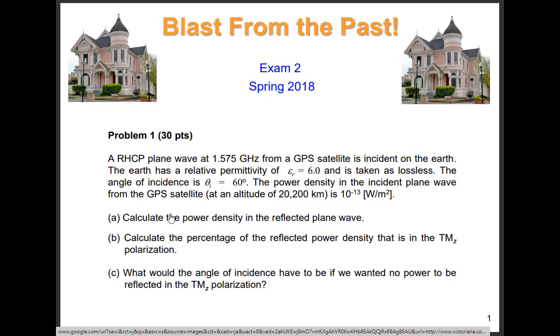All right. So anyway, part A, calculate the power density in the reflected plane wave. B, calculate the percentage of the reflected power density that is TM polarized. And C, what would the angle of incidence have to be if we wanted no power to be reflected in the TM-Z polarization? Okay. All right, so part A, calculate the power density in the reflected plane wave.